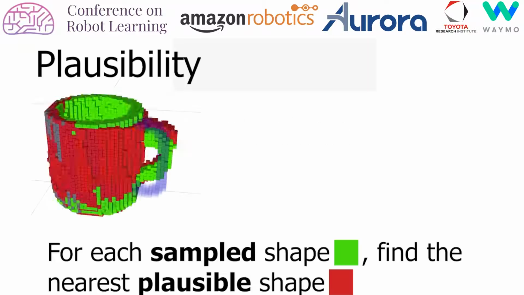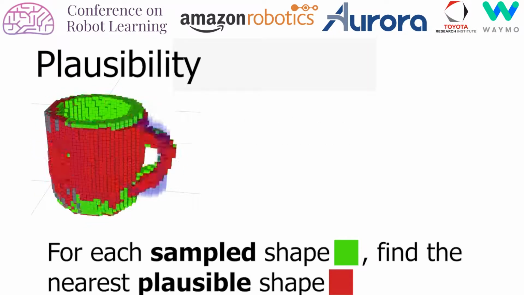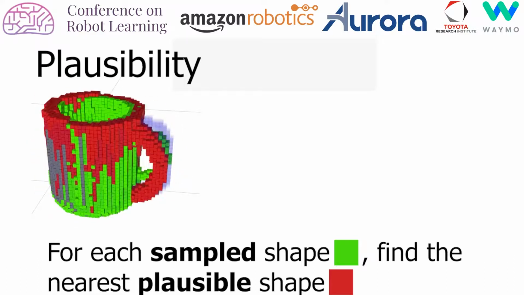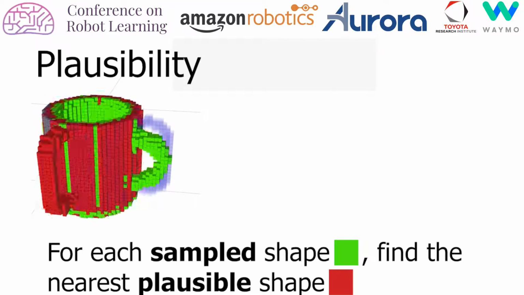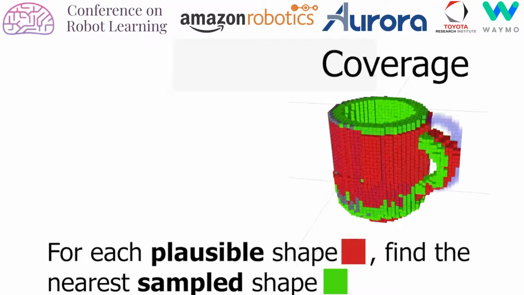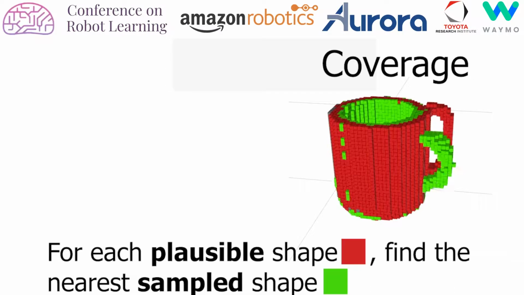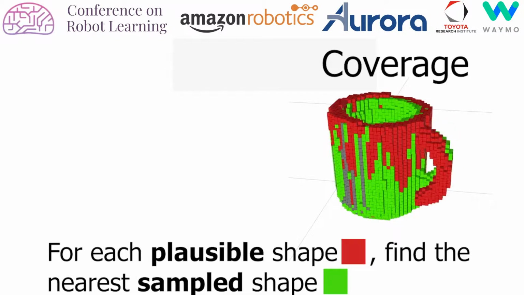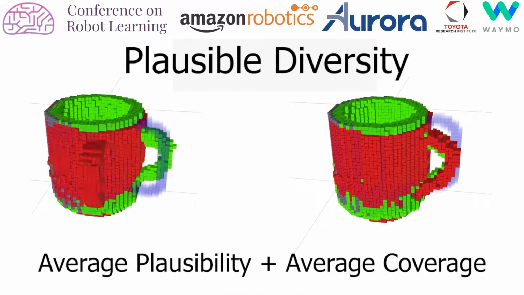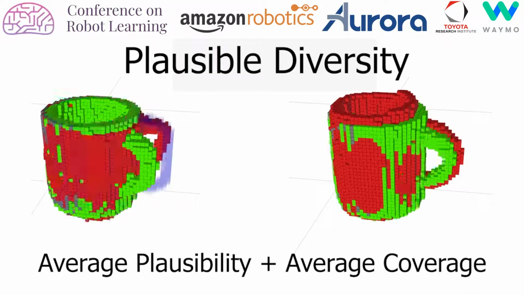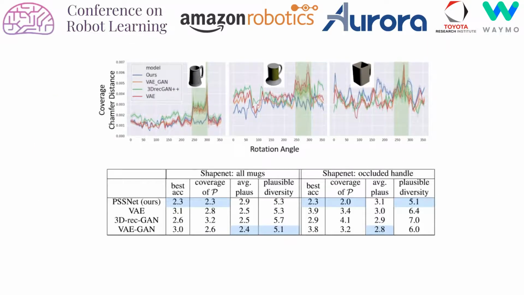Quantitatively, we compare samples from our network to a plausible set generated using a shape matching algorithm. We evaluate the plausibility of a network's completions by finding the nearest plausible shape for each sampled shape. We also evaluate how well the network covers the space of plausible shapes by finding the nearest network sample for each plausible shape. We define plausible diversity as the sum of the two. When the handle is occluded, our plausible shape sampling network achieves both better coverage and better plausible diversity.